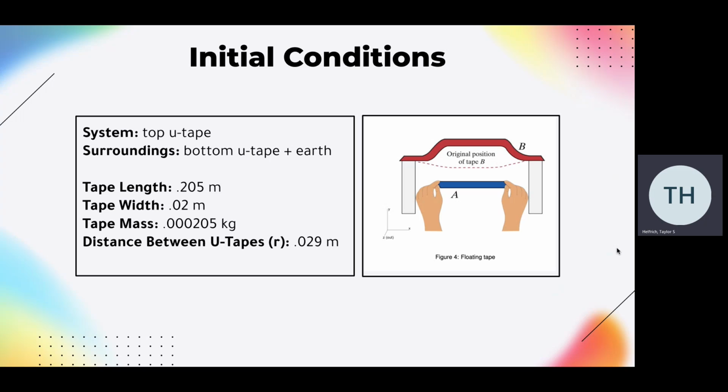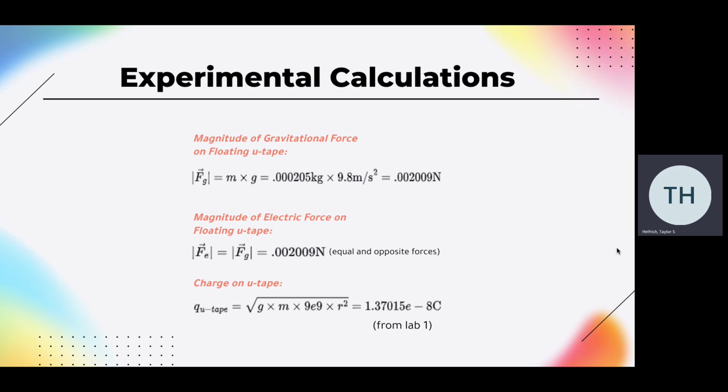And lastly, we calculated the charge in the following manner. We used the initial conditions where the system was the top U-tape and the surroundings were the bottom U-tape and Earth. We also found the length, width, mass, and distance between the tapes as seen on the slide. Then we calculated the charge of the tape by first finding the magnitude of the gravitational force on the U-tape, then finding the magnitude of the electric force on the U-tape, and then this is the charge of the U-tape from the first lab.